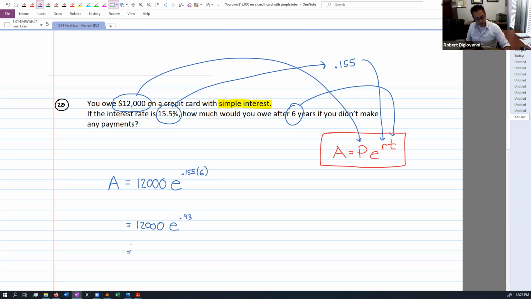And now on my calculator, I'm going to do E raised to the 0.93. So you need to make sure on the test you know how to use your E key. And oh, I should say this, no phones on the test, okay? It's only calculators. That gives 2.53, and multiply that 2.53 times the 12,000. And you will owe $30,360.